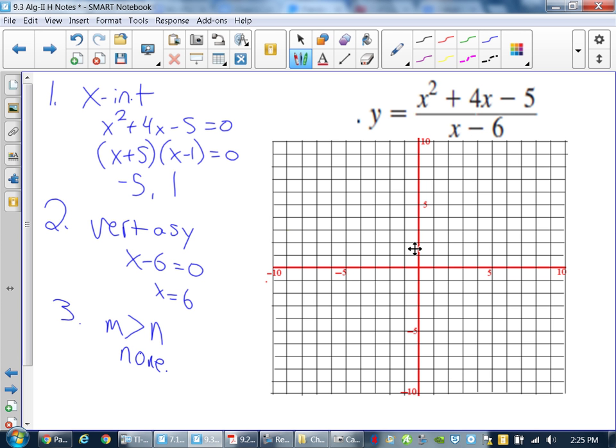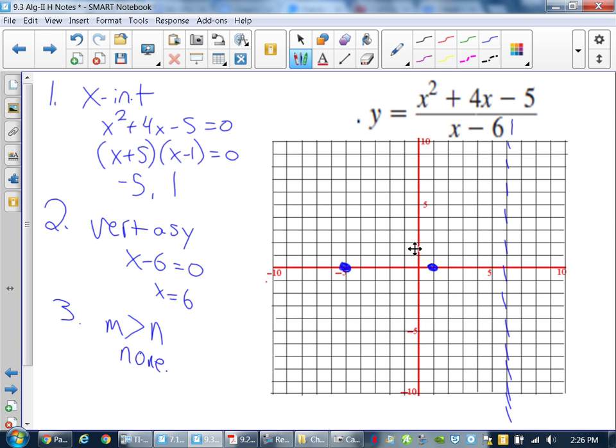All right. So now you start looking at the information you have. You just start plotting what you know. You've got two zeros, -5 and 1. And you have a vertical asymptote at 6.